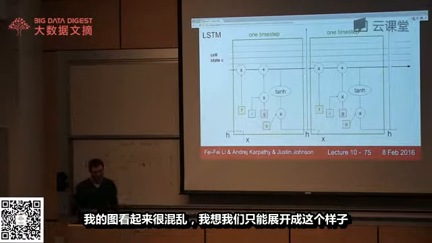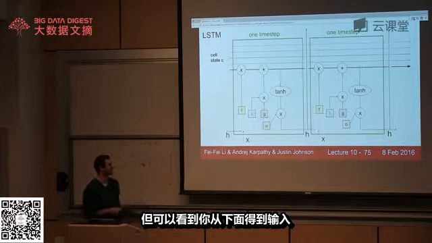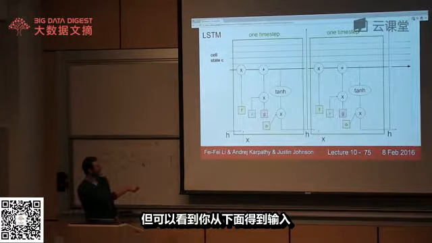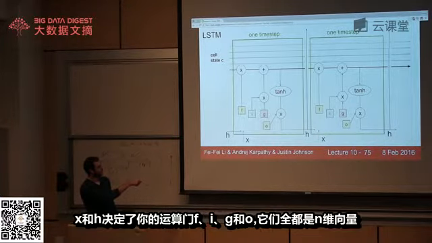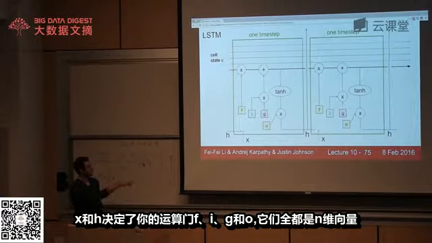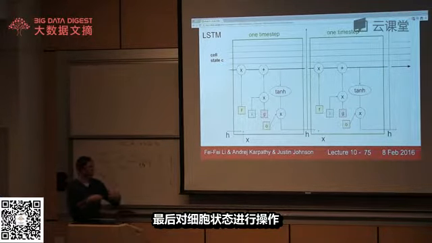Which now I have a confusing diagram of my own. That's, I guess, where we ended up. But you get your input vectors from below. You have your hidden state from before. The x and h determine your gates, i, f, g, and o. They're all n-dimensional vectors. And then they end up modulating how you operate over the cell state.